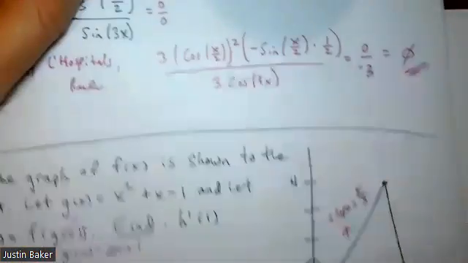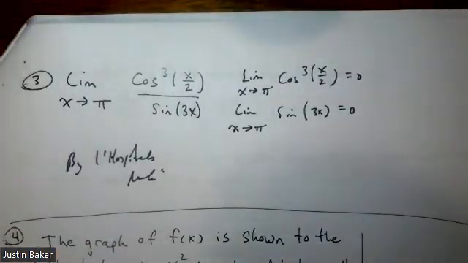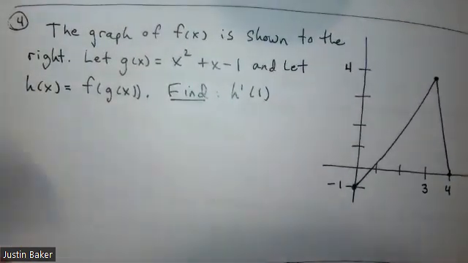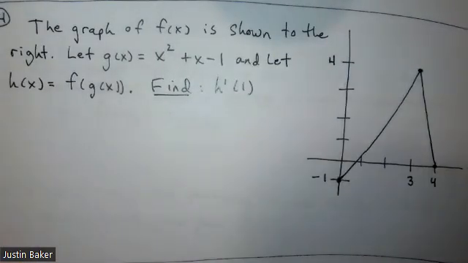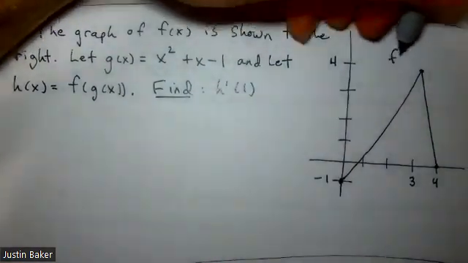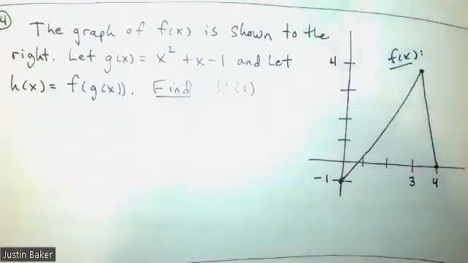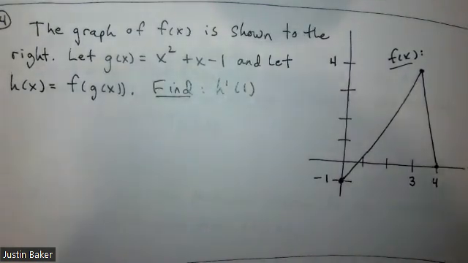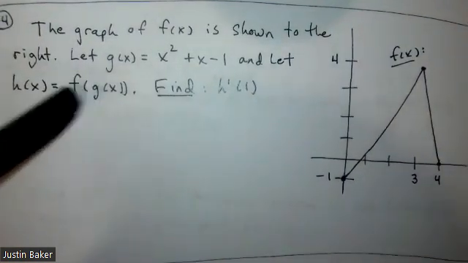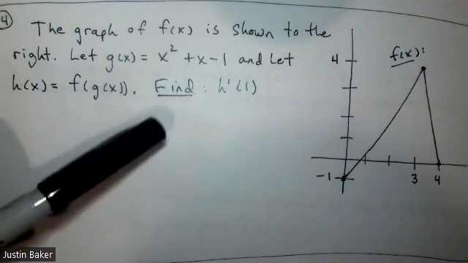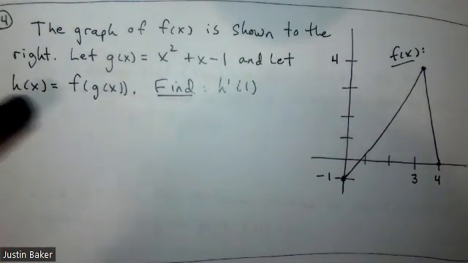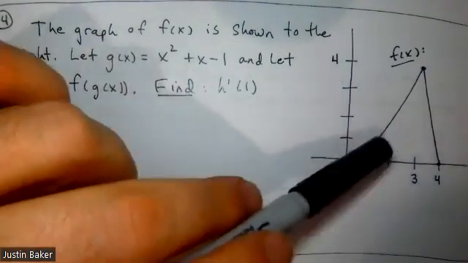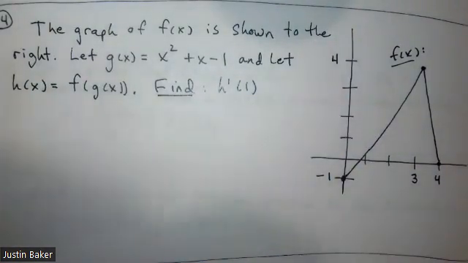Okay. All right. So the next one we'll look at is the graph of f of x is shown to the right. So this over here is the graph of f of x. Let g of x equal x squared plus x minus 1. And let h of x equal the following. This is called a composite. Find h prime of 1. And you're going to be taking the derivative of a composite. You've got a function for g and you've got a graph for f. Off you go.